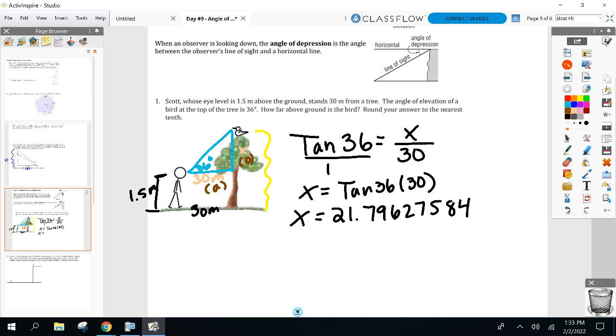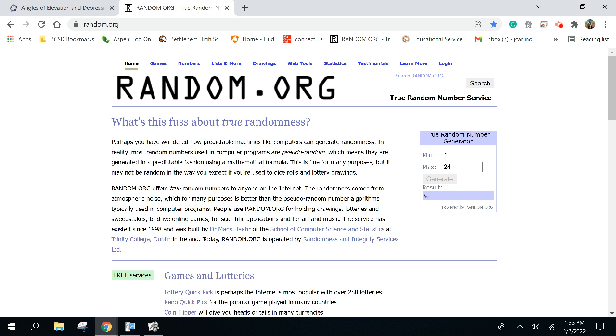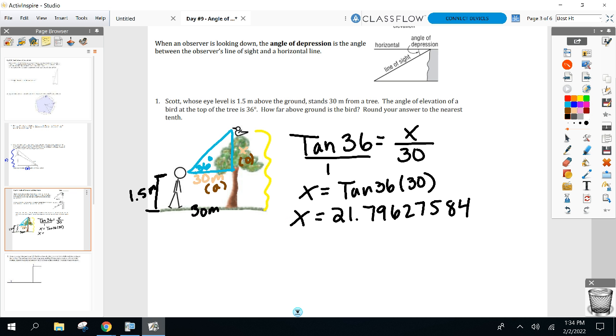So I get 21.79, a little more there. That's just from the bird to his eyesight. That's all that is, but I need to find bird to the ground. So to my answer right now, how can I find the bird to the ground distance? Add the eye level height to the height of the bird to his eye level. Yep, so add in that 1.5 eye level height, and now I can round.